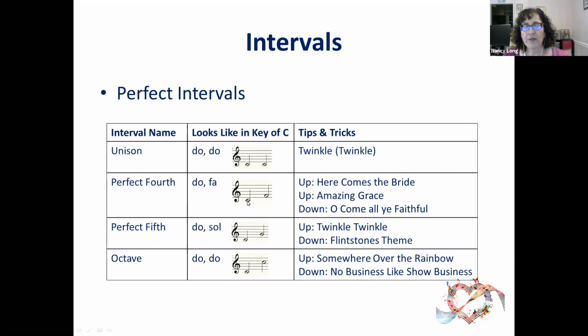When we're counting intervals, it's important to know that we are counting the starting note and the ending note and all the lines and spaces in between. So in this case, we have a C, a D, an E, and an F. That's 4 notes, so that's a fourth, and it's from do to fa. So your tip for that is Here Comes the Bride.